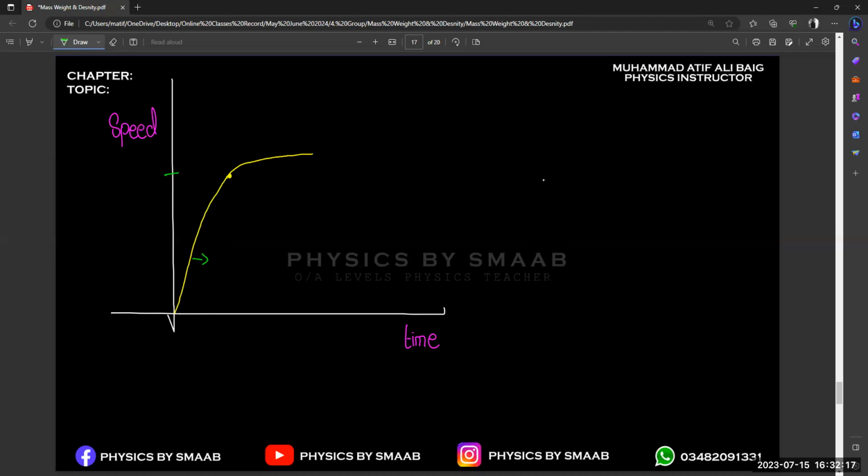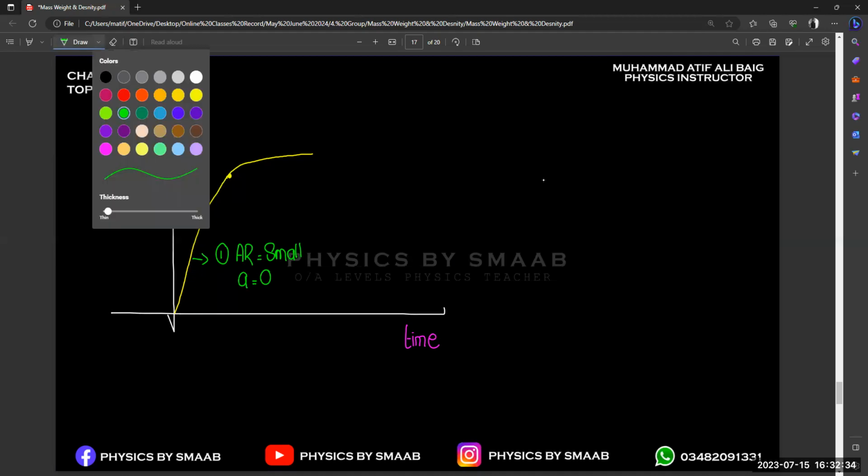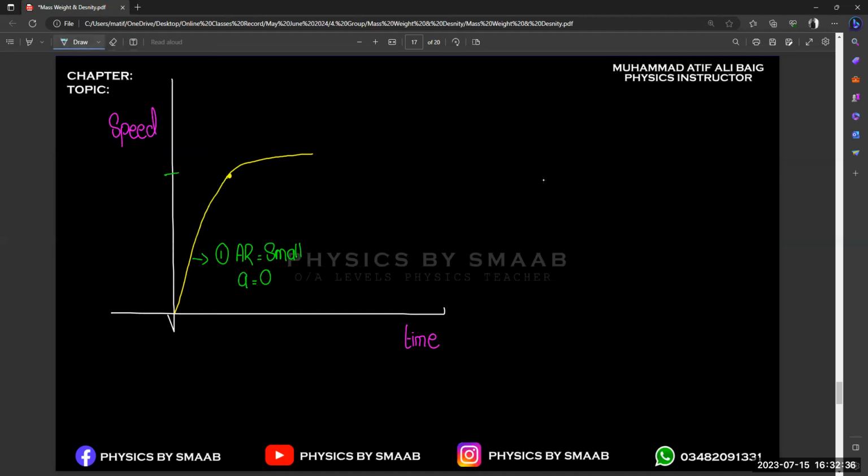This is our first stage. Air resistance is small, and there is an acceleration, right? So due to that acceleration part, there is a curve in your graph at the first stage, right?